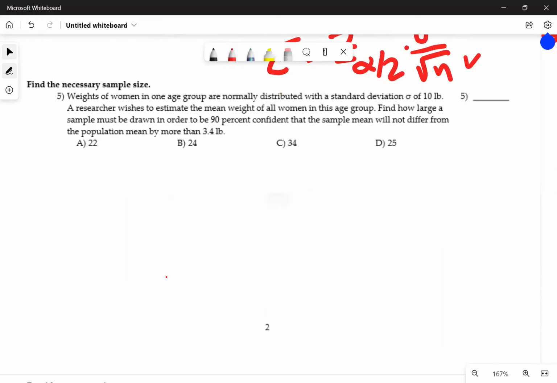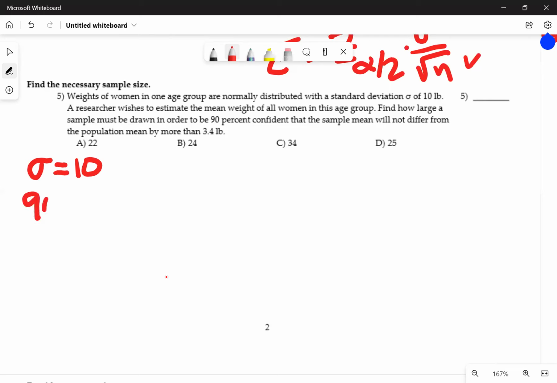So now we're going to look at this, okay? Weights of women in one age group are normally distributed with a standard deviation of 10 pounds. So my standard deviation is 10. A researcher wishes to estimate the mean weight of all women in this age group. How large a sample must be drawn for a 90% confidence interval?